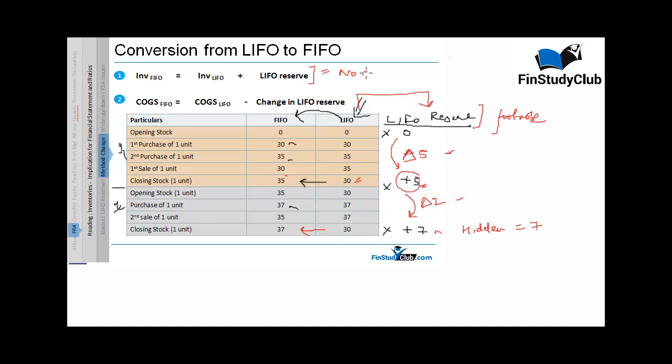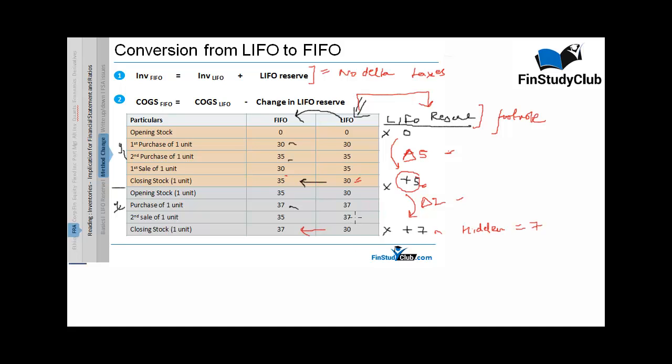No delta here, it has to be cumulative. Another aspect is I did not talk anything about taxes. There was absolutely no tax aspect here because this is impacting your COGS, which is a before tax figure.